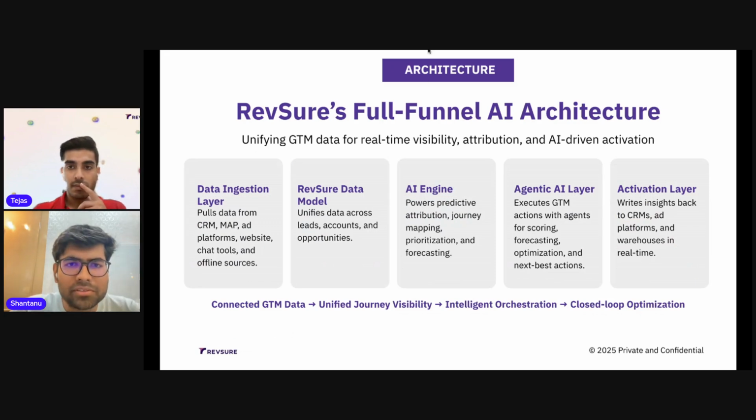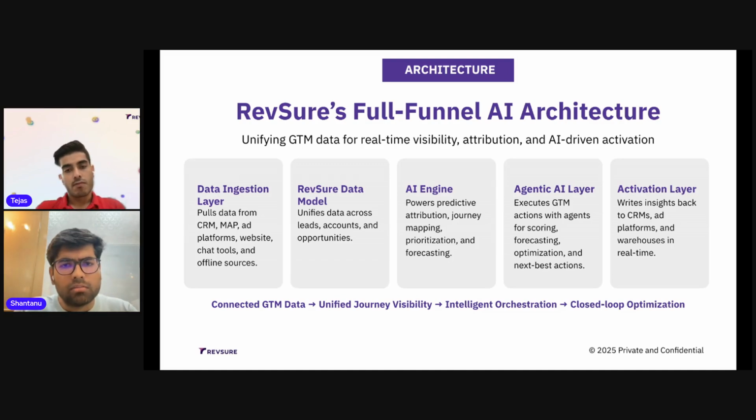Yeah, so as Tejas mentioned, RevSure's motto is primarily full funnel AI attribution. What's powering that is basically the five major components that you see on the screen. The first important part of this module is the data ingestion layer, which is basically talking to your CRMs, your marketing automation platforms, your real-time website traffic, your chat tools, all of that, and bringing the data into RevSure.